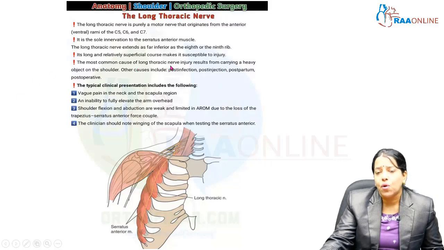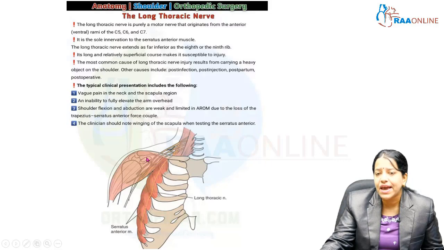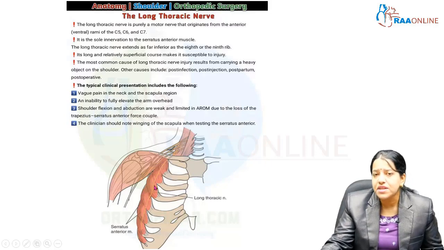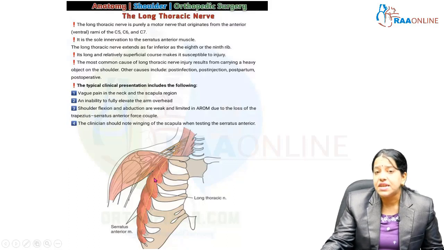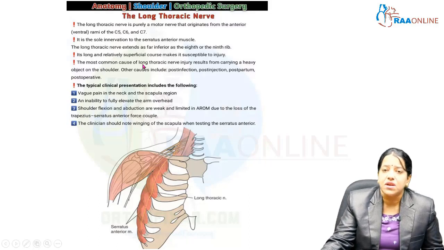The most common cause of long thoracic nerve injury is carrying a heavy object on the shoulder. So if a heavy object is on the shoulder, this can cause a pull, and very commonly this kind of injury is seen in laborers who are carrying a lot of heavy weight on the shoulder, coolies and porters and all that. And the most common cause is heavy weight on the shoulder.